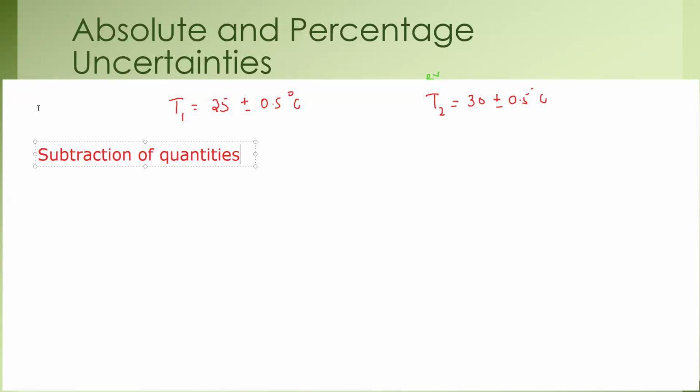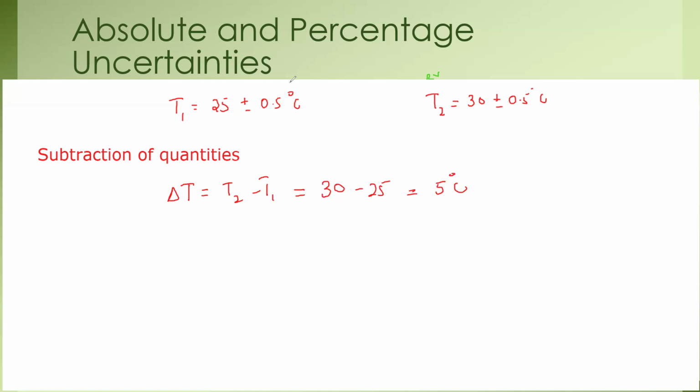So if you want to find the uncertainty in the temperature change, for subtraction of the quantities, the temperature change is the greater minus smaller, here final minus initial. So what is the temperature change? The final temperature is 30 and the initial temperature is 25. So 30 minus 25, we get 5 degrees. That's the value of the temperature change.